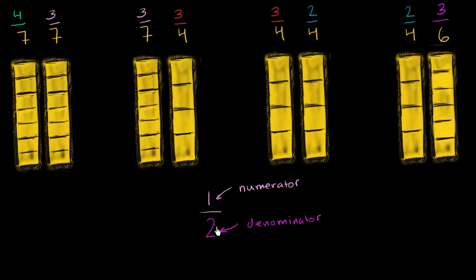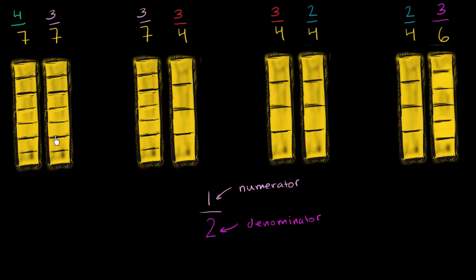Now that we know that the top number is the numerator of the fraction, and that the bottom number is the denominator, I want to compare pairs of fractions that have either the same denominator or the same numerator. So let's look at this first pair. I want to compare 4/7 to 3/7.